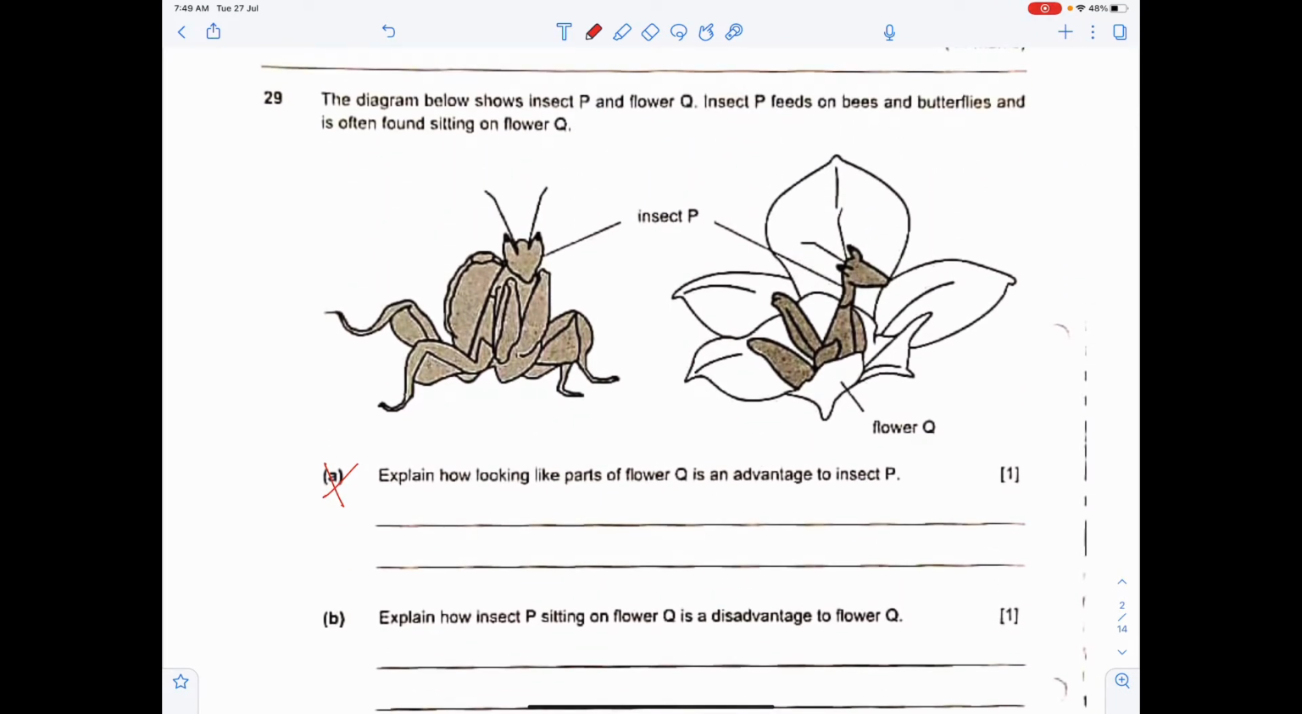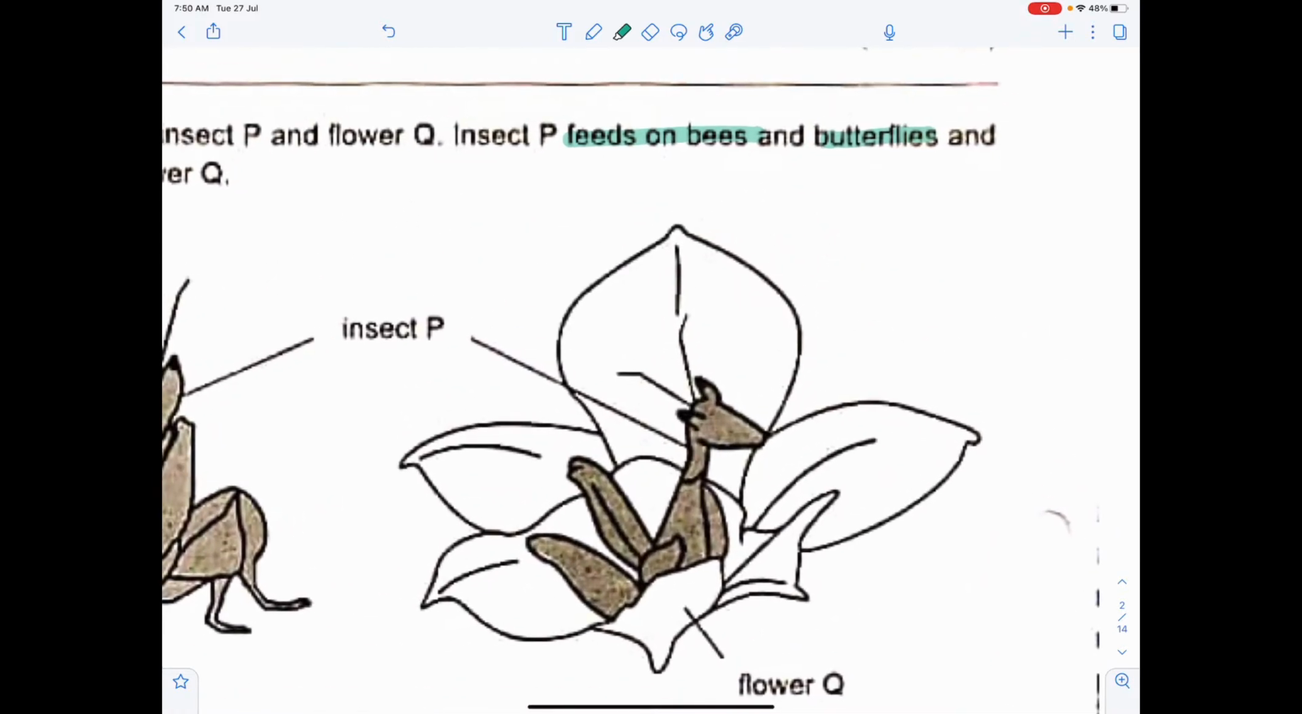So once again, you must learn how to annotate. In the question stem itself, it provides you with a lot of hints and clues and tells you what your answer should be. So over here, question 29, it tells you that it shows insect P and flower Q. Insect P feeds on bees. So ask yourself, when will you ever see these two things, bees and flowers? I hope you all remember that bees and flowers, you probably only see under the chapter of repro in plants.